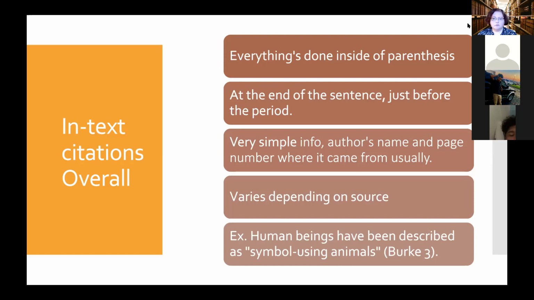I don't know if Camilla wants to take over and do the last two pages.